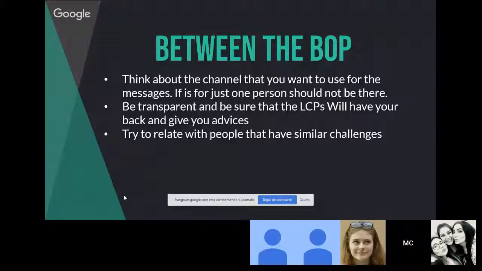The second one is be transparent and be sure that the LCPs will have your back and also provide advice. And the last one is also try to relate with people that have similar challenges. So for example, if one of the LCs is in debt and you want to know how to get out of the debt, talk with the LCs that had debt 2 months ago or 3 months ago. They're going to help you give a strategic direction to your LC.